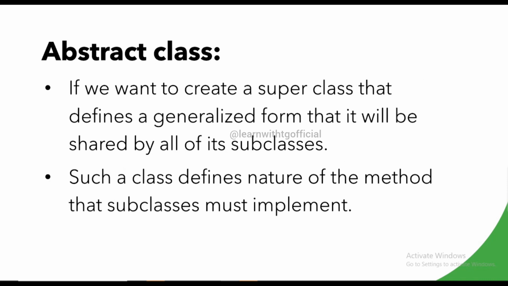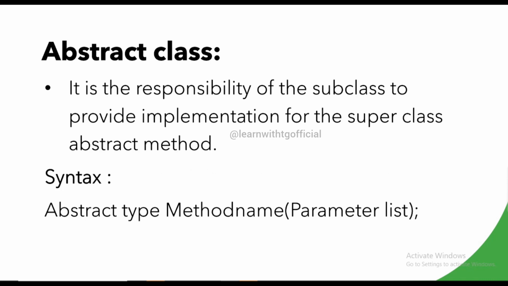If we want to create a superclass that defines a generalized form that will be shared by all of its subclasses, leaving it to each subclass to fill in the details, such a class defines the nature of the methods that subclasses must implement. By putting a base class method as abstract, it is the responsibility of the subclass to provide the implementation for the superclass abstract method.